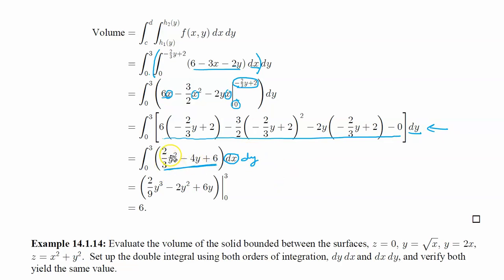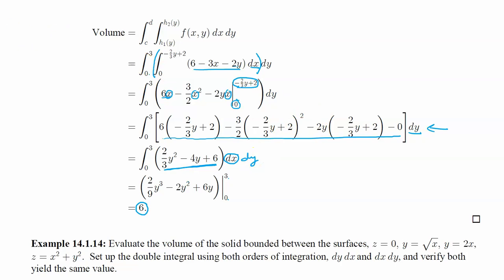So, of course, you get 2/9 y cubed minus 2y squared plus 6y, evaluated from 0 to 3. Put 3 in for y, 0 in for y, and subtract, and you can verify that you will get back the same thing that we got back before, which is 6. So there you go. That's how you can change the order of integration.